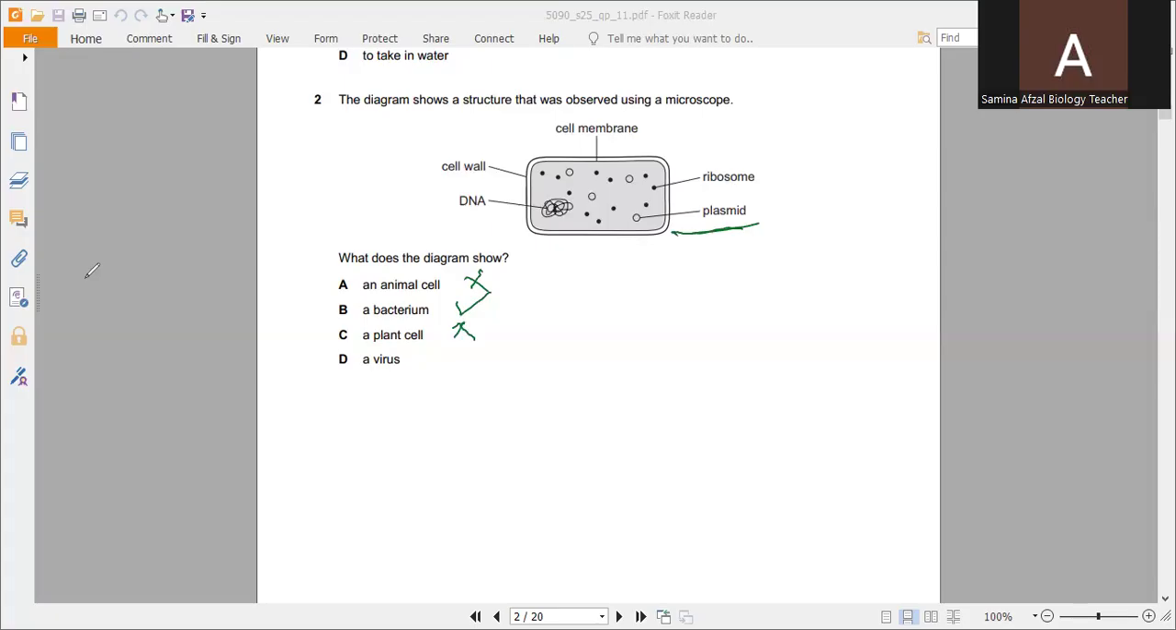A virus is also not a correct option because viruses are not cells. They are not cellular structures. They don't have a cell membrane, ribosomes, or the ability to carry out metabolic processes like protein synthesis and other functions. So virus is also not a correct option. Only B, bacterium, is the correct option.